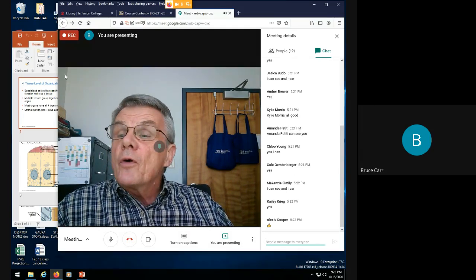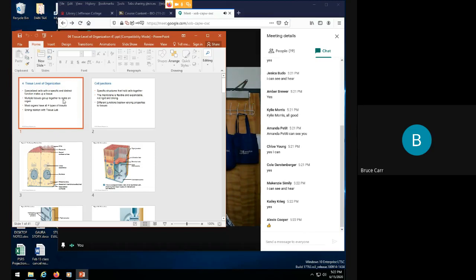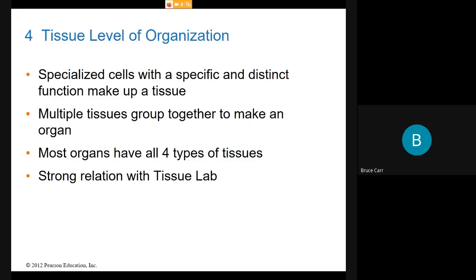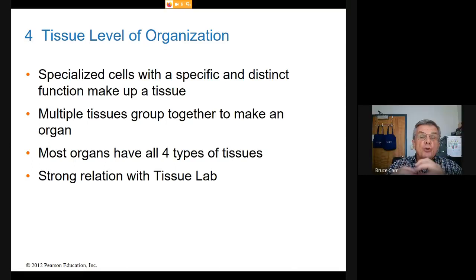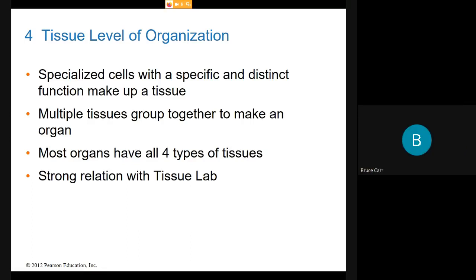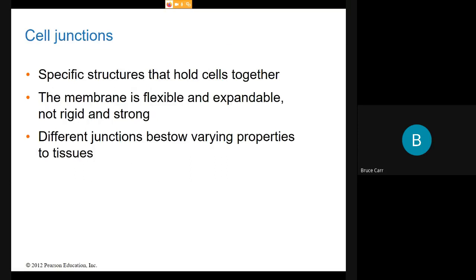But since I'm recording and presenting, and apparently successfully, I'm going to go to entire screen and the slide we began with just a moment ago. And that's the tissue level of organization. In brief, tissues are made of specialized cells that have a distinct function. Multiple tissues have to group together to make an organ. Almost all the organs have all four tissue types. And there's a very strong relation in this lecture with the tissue lab. It's held together by specific molecular structures.